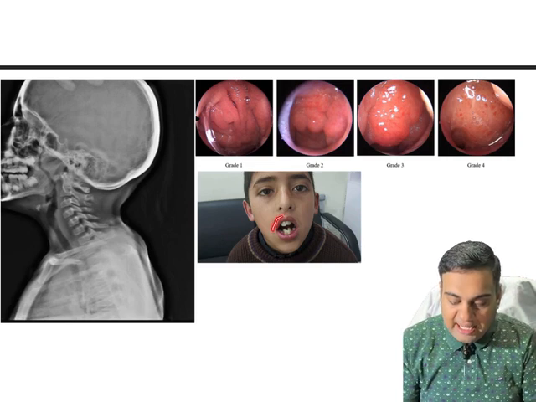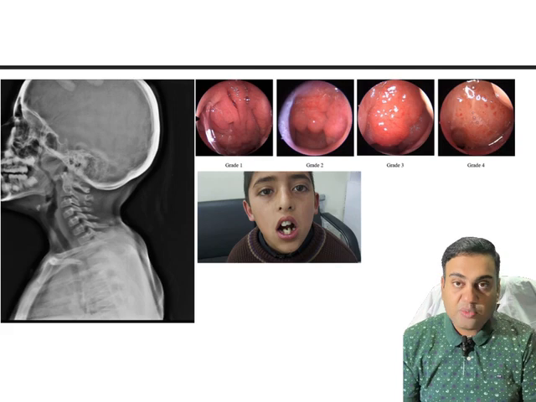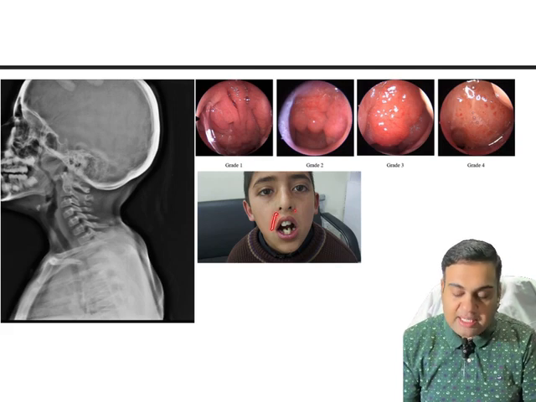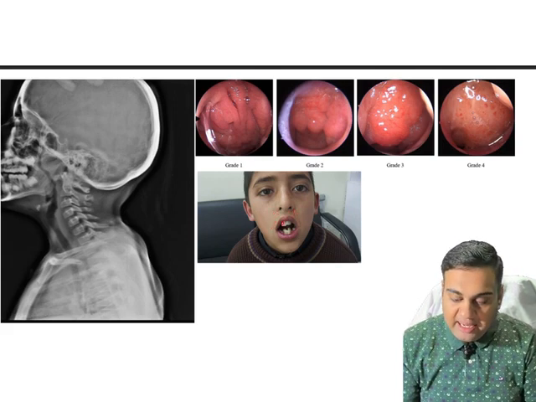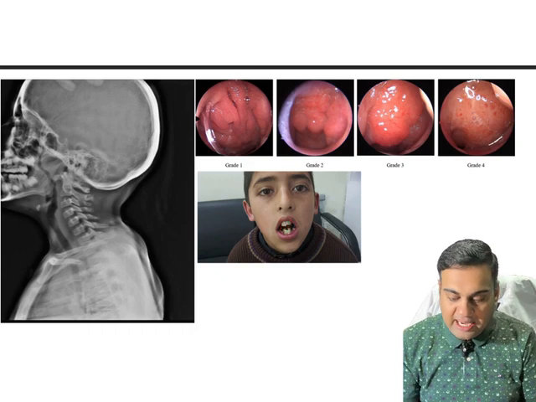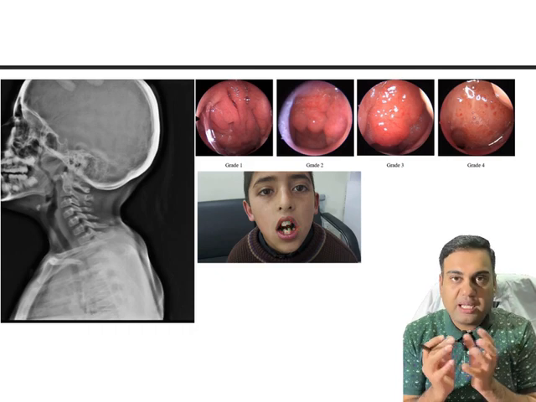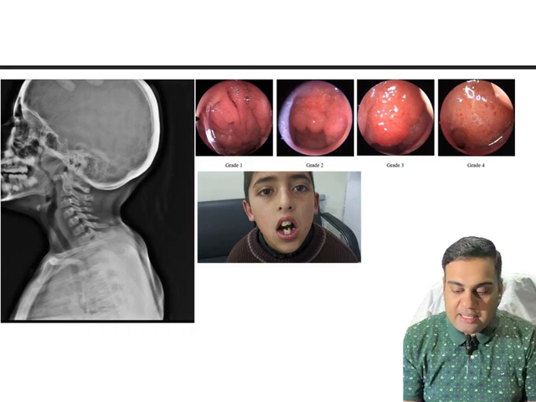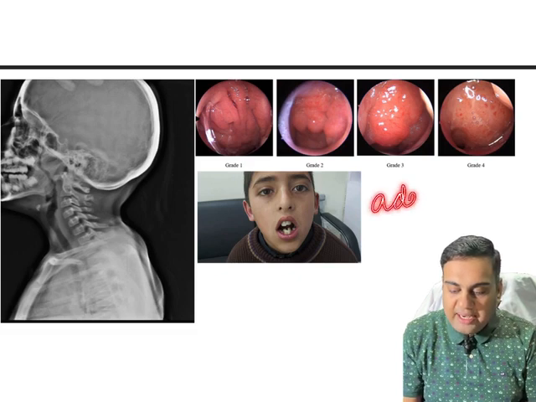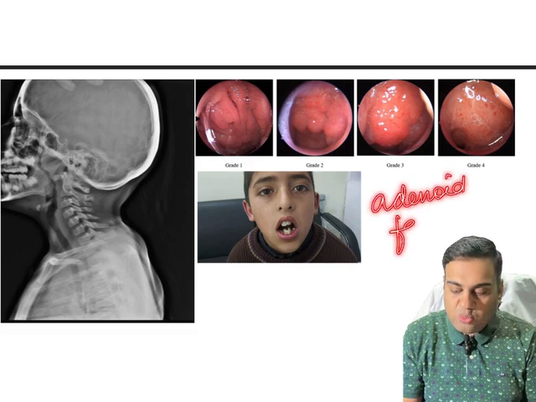The palate is high arched and the premaxilla is protruding. The nasolabial fold is absent in this child. Anterior teeth are protruding outside and there is crowding of teeth, a lot of teeth in a small space. This is typically called adenoid facies. What is this called? These are the typical faces of adenoid.